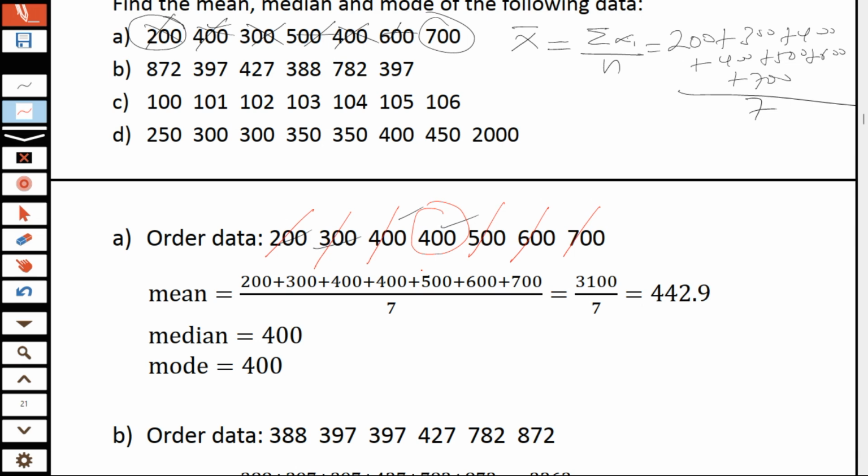What about the mode? We have seen here that our mode is 400. But how can one get the mode? Let me erase this one so that we can find our mode.